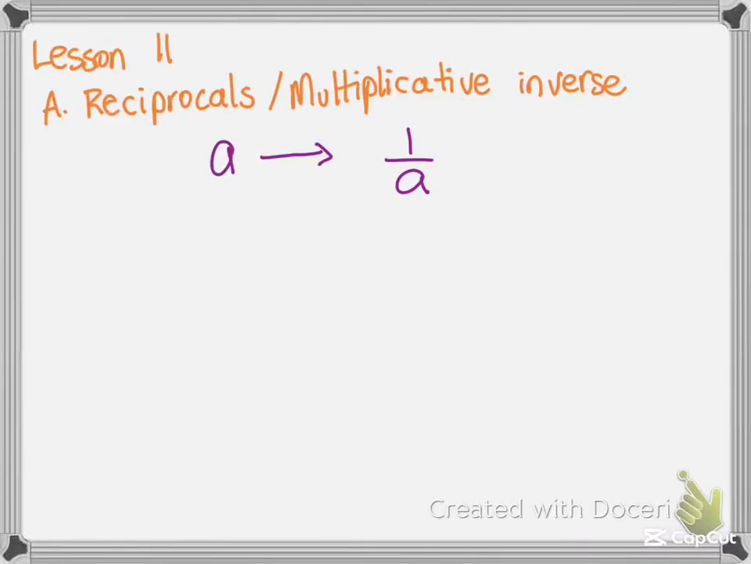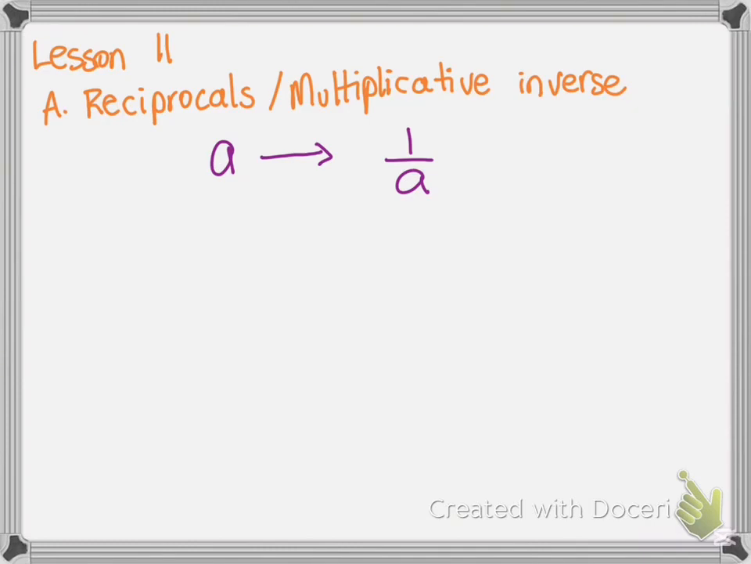Hello, today we're going to do lesson 11, and there are two things we're going to review. First, we're going to talk about reciprocals or multiplicative inverse. And that is whenever we have a number, the reciprocal is passing whatever's in the numerator to the denominator and what is in the denominator to the numerator. So in this case, the reciprocal of A is 1 over A.